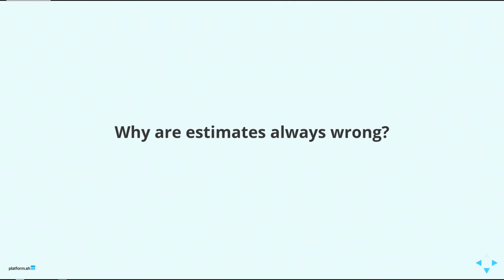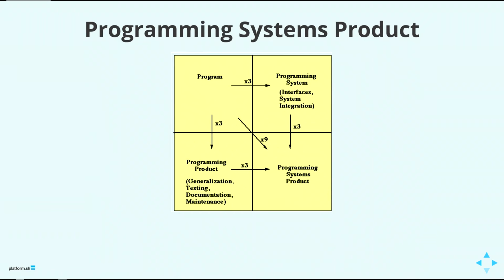Second question. Why are estimates always wrong? Who has never had an estimate that was off? I thought so. Why? Well, there are a couple of reasons that Brooks talks about. The first is the idea of the programming system product. When you estimate something, if you're a developer, odds are you're estimating the proof of concept. You're estimating just the program to get something that works and does what it's supposed to do. And that can take a weekend, a week, some relatively small, manageable amount of time. But that doesn't make it useful.